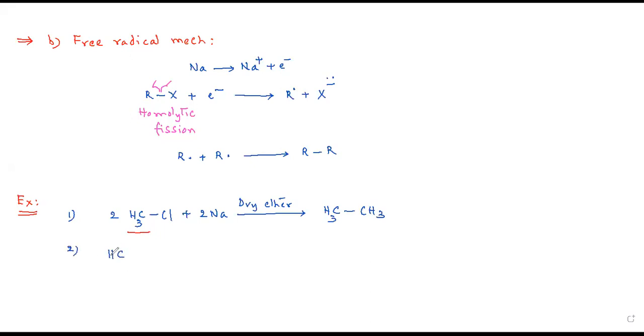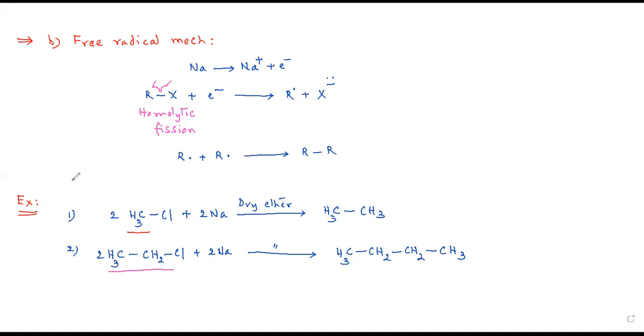In a similar way, if ethyl chloride, it's better if you consider ethyl iodide, with sodium metal, again in the presence of dry ether, even here also it is the mirror image of this part. CH3CH2, CH2CH3, this way.